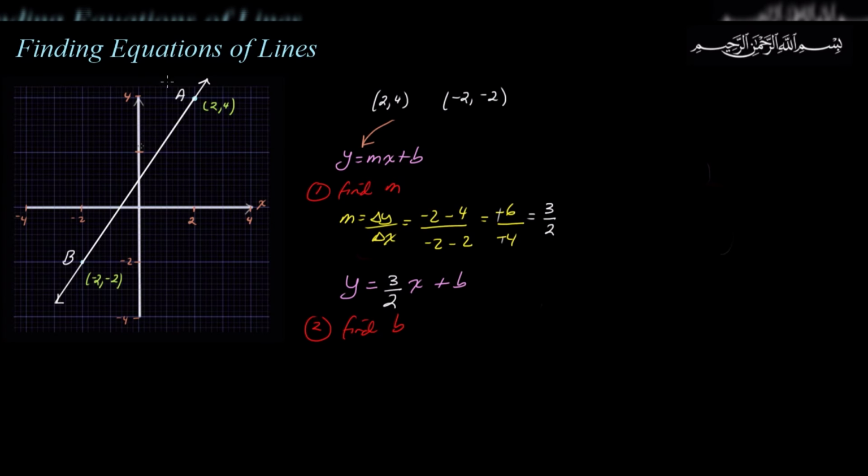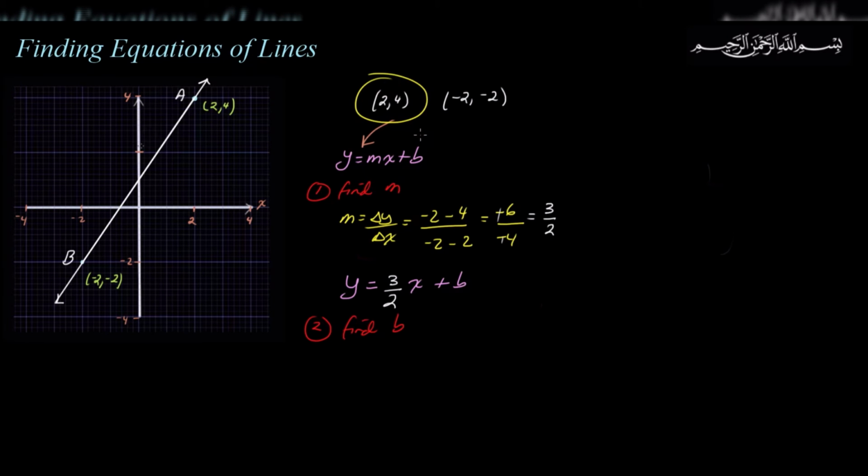And I take either of these two points, either this one or this one, and I substitute them. So I take this one and substitute in this equation, or I take this one and substitute in that equation in place of x and y, of course, and then I solve for b. So again, what I do is I substitute either one of these points. It doesn't matter which one. I'm going to pick this one.